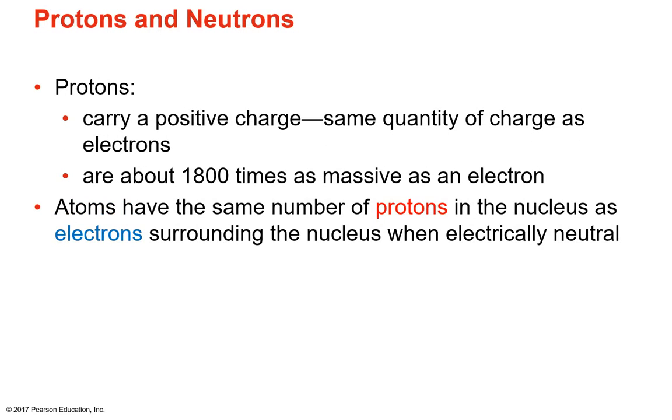So, protons are in the nucleus. They carry a positive charge. You've already learned that. They're about 1,800 times as massive as an electron. So when we talk about the mass of an atom, the mass is almost exclusively in the protons plus the neutrons. Neutrons have effectively the same mass as the protons, very slightly different, but no charge. So the mass is the protons plus the neutrons.